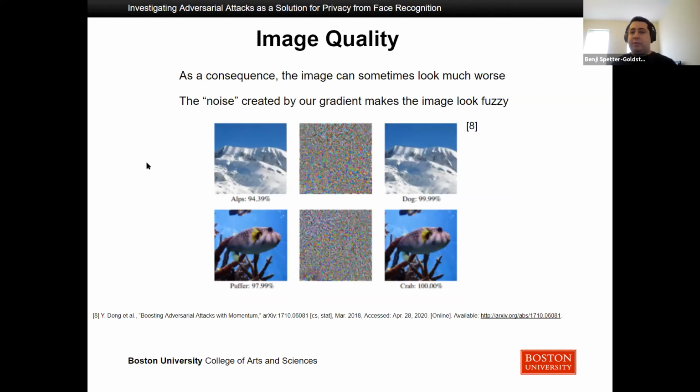Now, as a consequence, the image can sometimes look much worse. The noise that was created by a gradient can make the image look unnaturally fuzzy or otherwise not very good to human eyes. These images might not be that noticeable at first glance, but if you take a closer look, you can probably spot some of this noise in the background that really adds this layer of fuzziness to the back of the image.